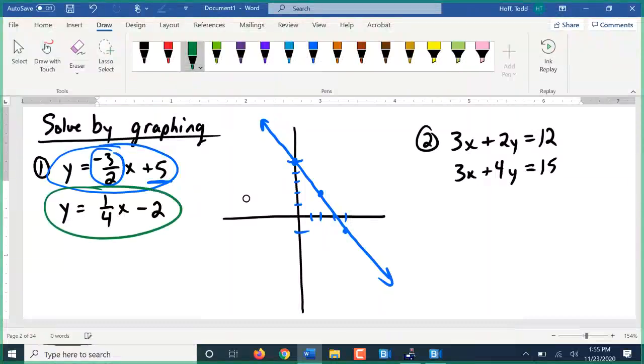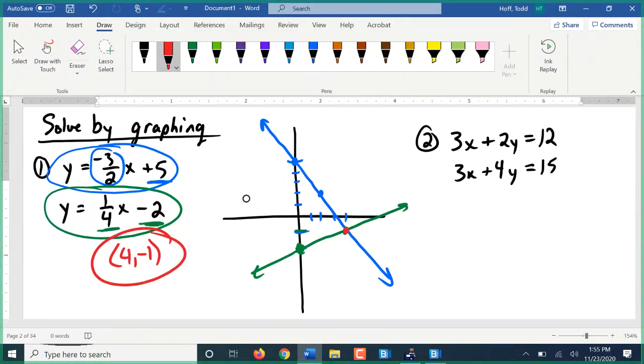For the second equation, y equals 1/4 x minus 2. Well, minus 2 is where we start. But from the origin, we go down 2. That's our first point on the line. And a slope of 1/4, meaning we go up 1 and we run 4. Our line goes through those points. It's pretty easy to see our point of intersection there is at 4, negative 1. So that's the solution to that system.